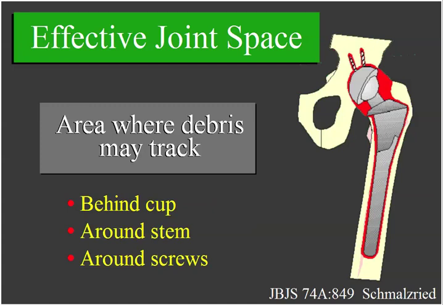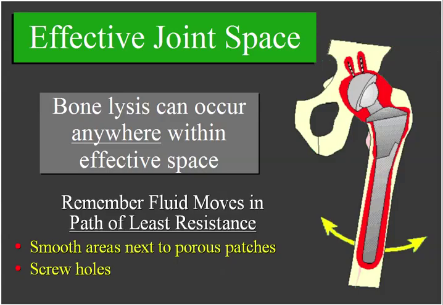And where does it go? It goes through mechanics. It's the path of least resistance. So you have an area that's easier to pump down into the stem, you're going to get osteolysis in the stem. If you've got your stem well sealed off with extensive porous coating, then the osteolysis is going to go around the cup. If you have a hole in your cup behind your polyethylene, it's going to go through the hole, and you're going to get a blowhole phenomenon. You're going to get an osteolytic lesion behind the cup around one of those holes. So remember, fluid moves in the path of least resistance. It will go around the smooth areas, including the screw holes.